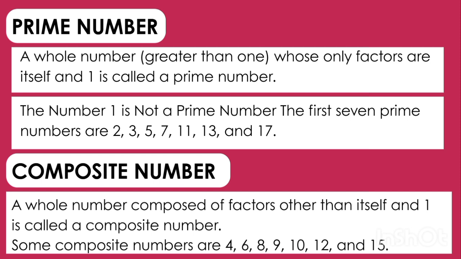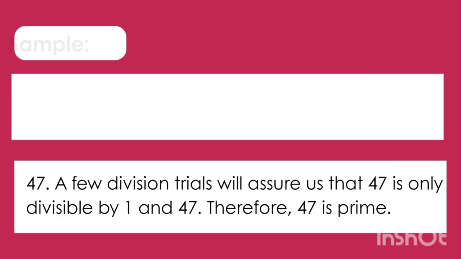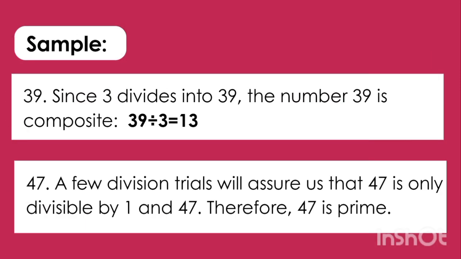Composite numbers are numbers that are composed of factors other than itself and 1. They can be divided or multiplied by any number other than itself and 1. As an example, since 3 divides into 39, the number 39 is composite. It can be divided by numbers other than itself and 1. How about 47? Can you divide 47 by any number other than itself or 1? No. Very good, so it is a prime number.